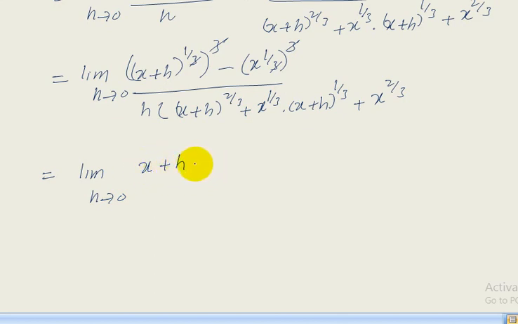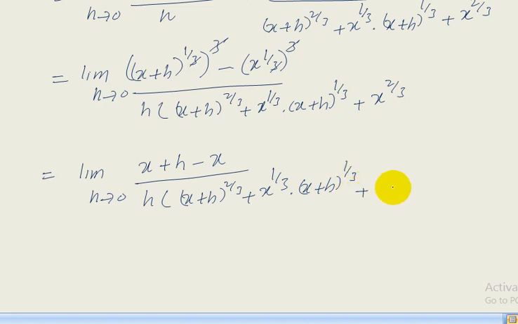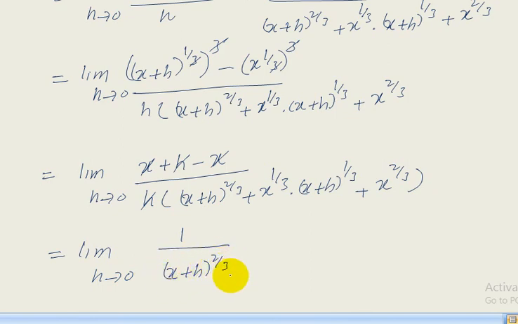x plus h minus x upon h into x plus h raised power 2 upon 3 plus product cube root of x and cube root of x plus h plus x raised power 2 upon 3. x is cancelled out here and h is also cancelled out, so we are left with limit h approaches to 0, 1 upon x plus h raised power 2 upon 3 plus cube root of x into cube root of x plus h plus x raised power 2 upon 3.